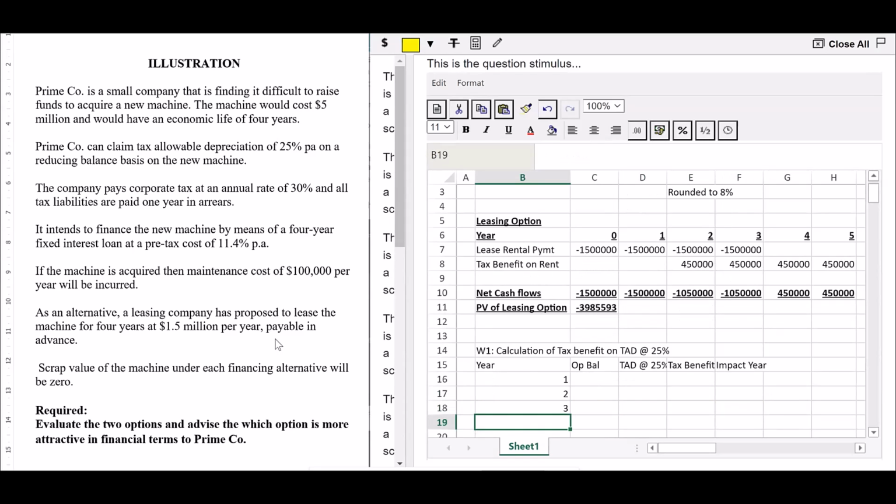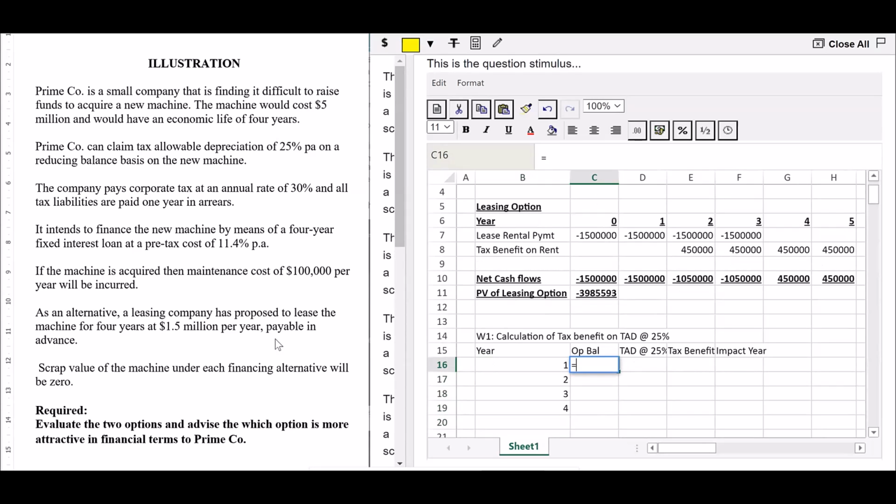So year 1, 2, 3, 4, and the opening balance of the asset is 5 million. And on that 5 million, how much is the depreciation? 25 percentage. Taking the opening balance of the next year, which is going to be opening balance of the first year, minus depreciation is going to be the opening balance of the second year, taking up all the opening balance. And the final year, we assume balancing allowance to be done. Since the scrap value is 0, the asset shall be fully depreciated in the final year of operation, taking 30 percentage as tax benefit on tax allowable depreciation.